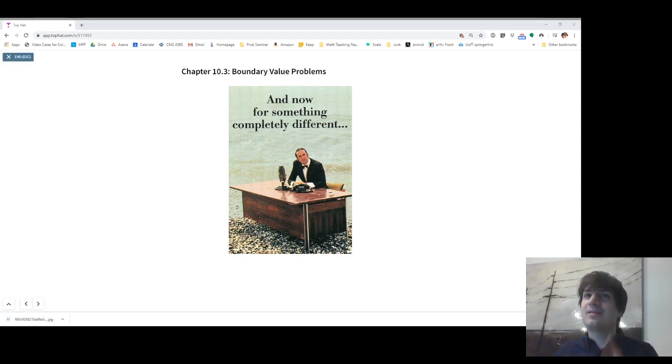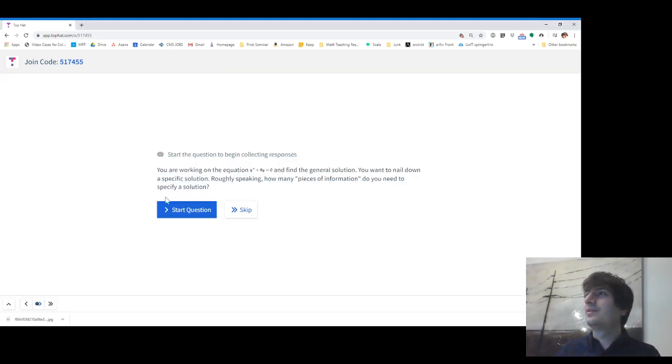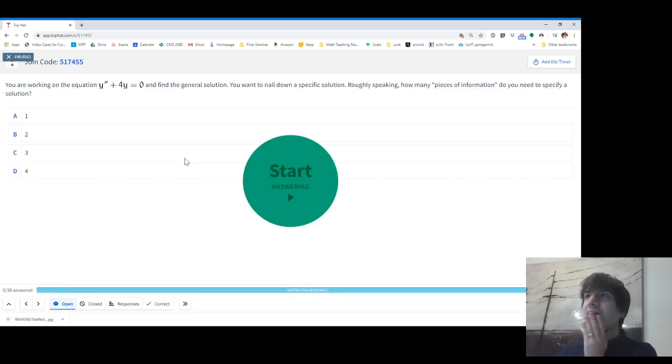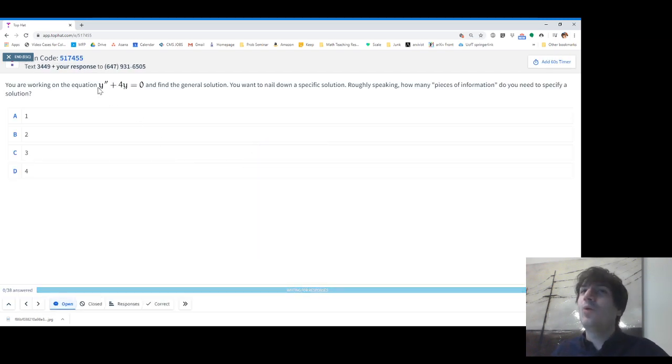I'm going to start the boundary value problems by letting you do some review from earlier, about the equation y double prime plus 4y equals 0. So this was chapter 4. You're working on this equation. You find the general solution. And you want to nail down a specific solution. So you want to go from general to one specific solution. Roughly speaking, how many, quote, pieces of information do you need to specify a solution? I'll just give a minute for this.